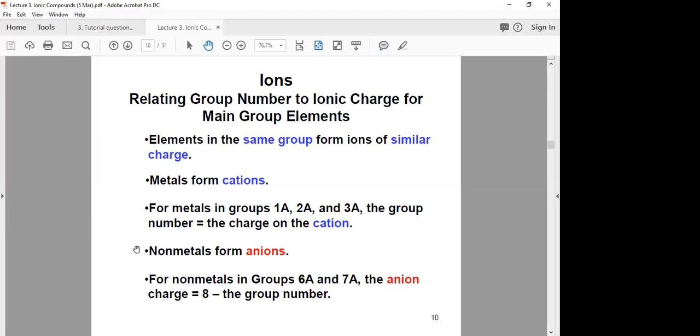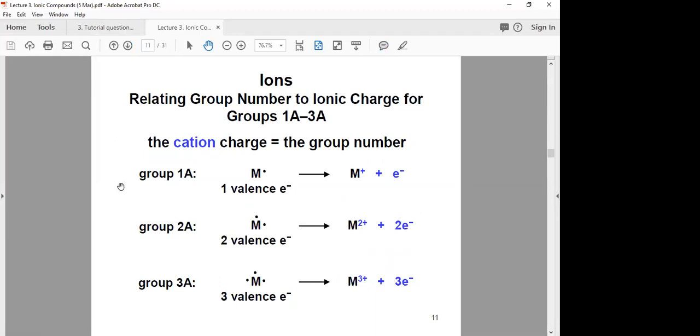Non-metals tend to form anions. Okay, the rule for determining the magnitude of the charge is a little bit different. For the non-metals in groups 6A and 7A, the anion charge on those elements equals 8, take away the group number. Okay, so they're rules that we can apply to the most common cations and anions. And we'll look at some examples of that right here.